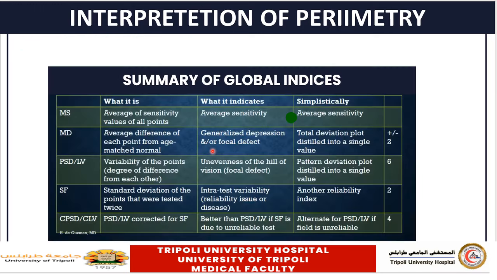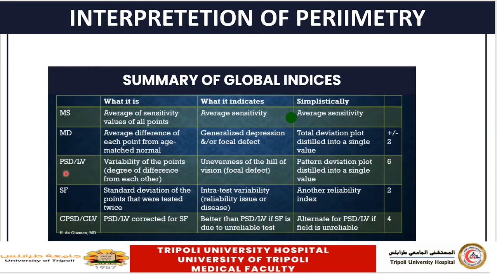In summary of the global indices, which represent the summary of the printout of the perimetry: the MS, this is peculiar to Octopus, is the mean sensitivity, and in Humphrey it is the mean deviation, which is the mean of the total deviation plot, and it has a positive and negative value. Plus or minus 2 is regarded as normal. Beyond this, if it is positive, it is increased sensitivity. If it is negative, it is decreased generalized sensitivity.